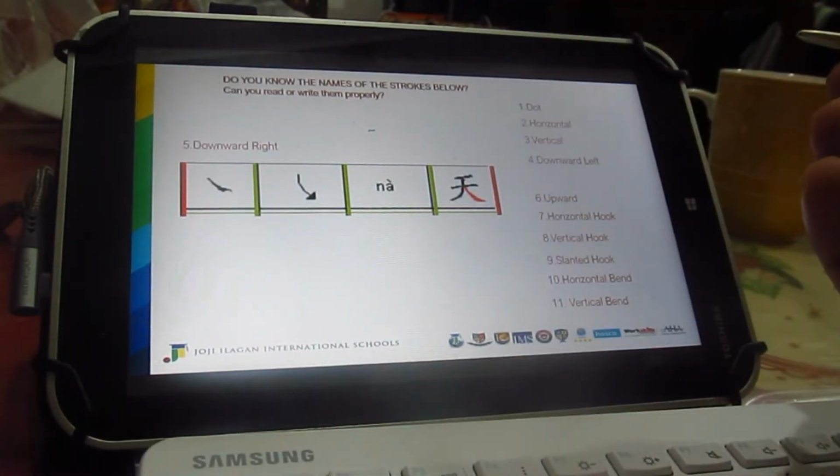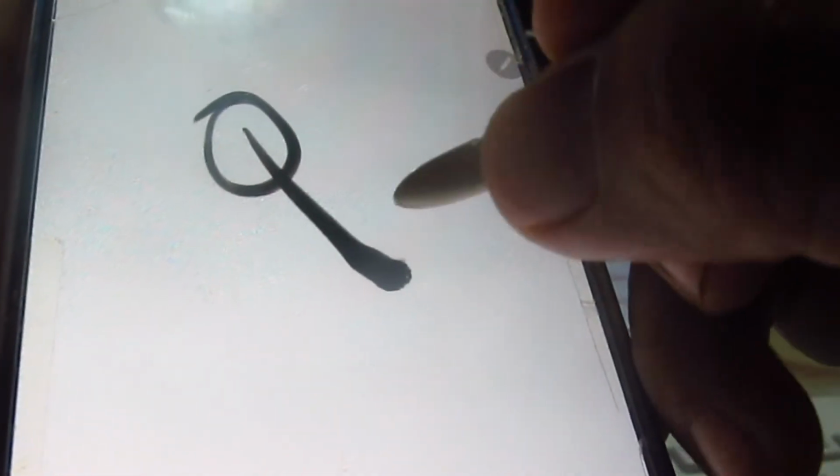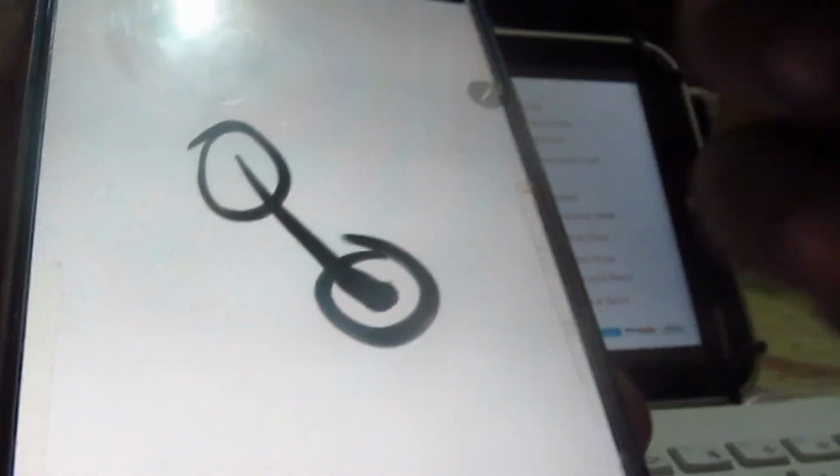Na. Na, or the downward right stroke. So that's how you write this, na. Or let's do it the proper way. What you want to achieve is a sharp top and a full bottom. Now, you start with less pressure at the top, then as you go down, you increase your pressure. Again, again.